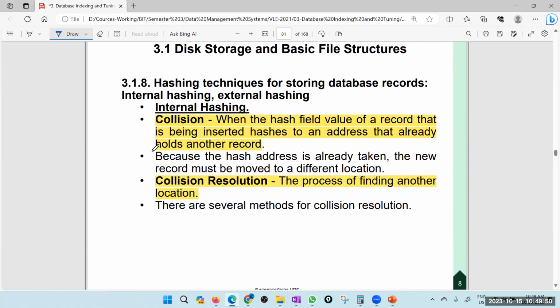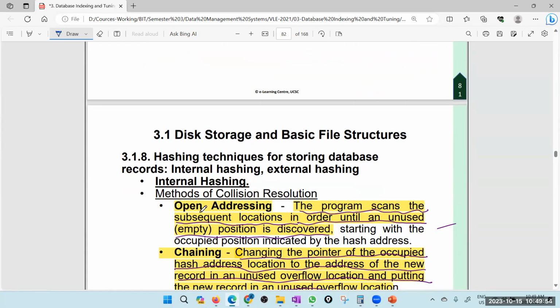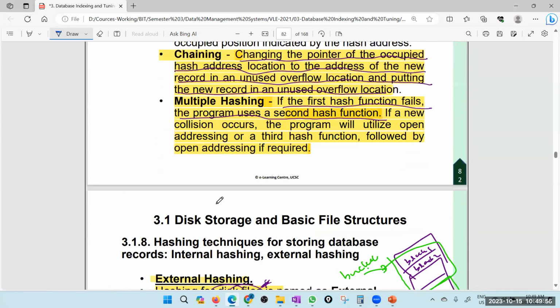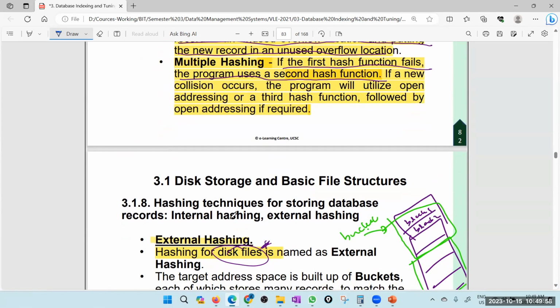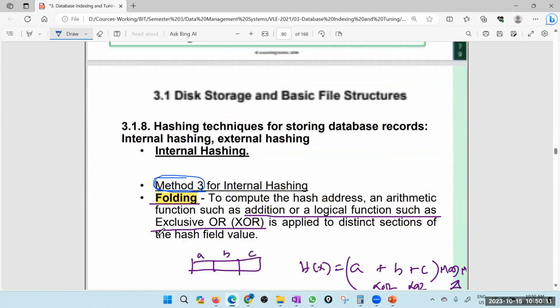And some possible issues with internal hashing and how to solve those issues. And then external hashing. So I'm just showing you the big picture. Otherwise, sometimes when you go from one slide to the other, you forget about what we are talking about.